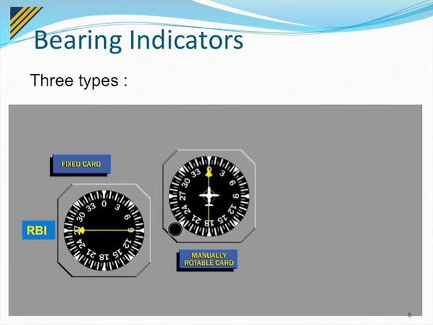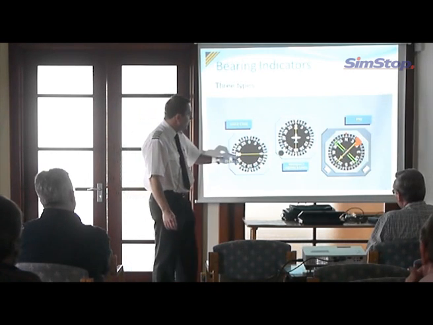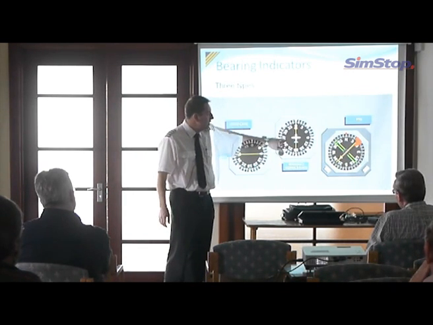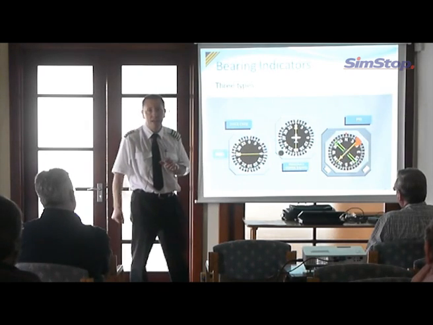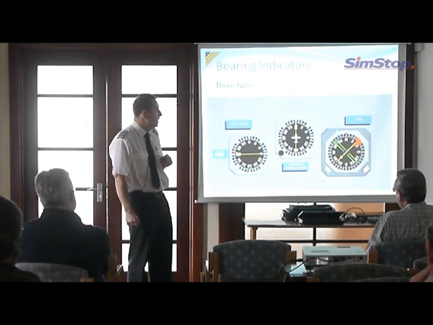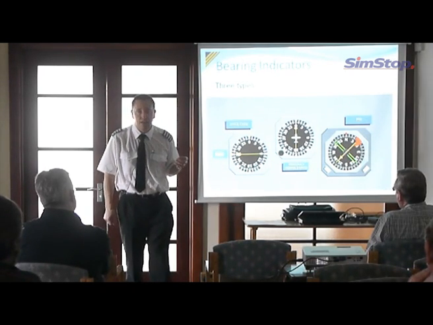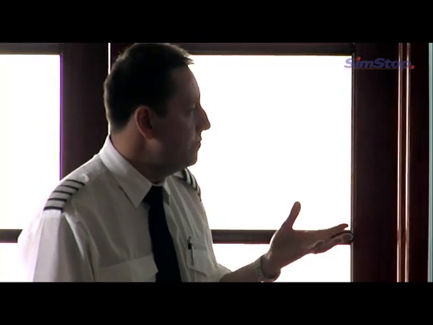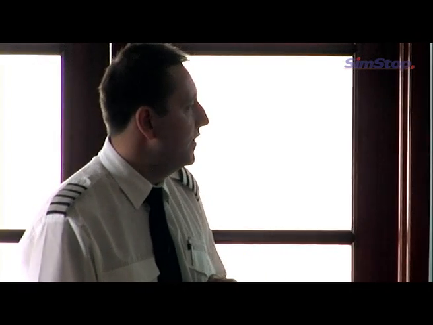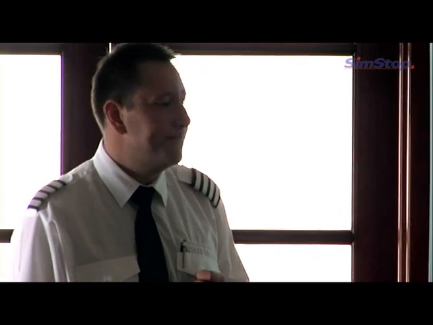The next one is a manually rotatable card, normally called the poor man's RMI, because you can rotate the card inside to your current heading. And as we will see later on, current heading plus relative bearing will give us our bearing to or from the station. And that will give us a line of position.